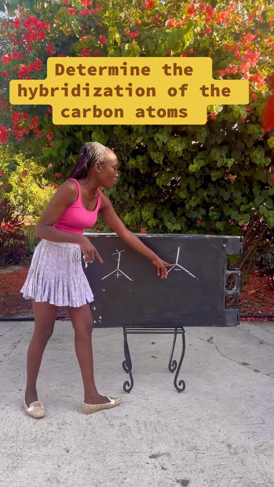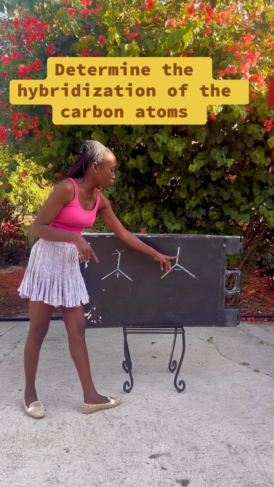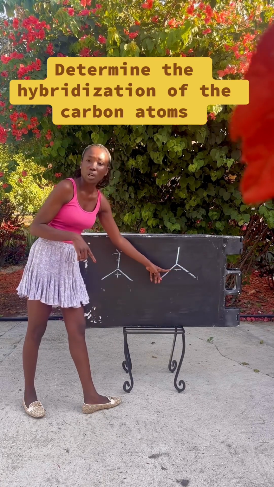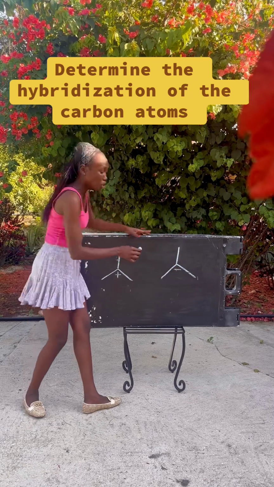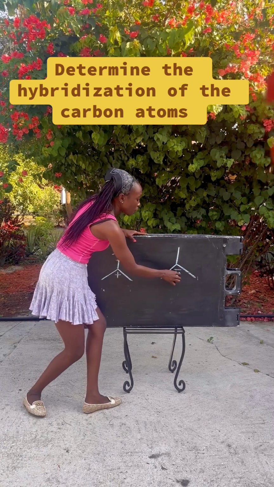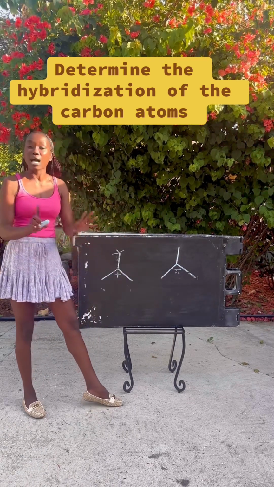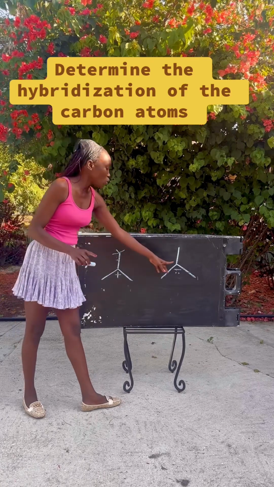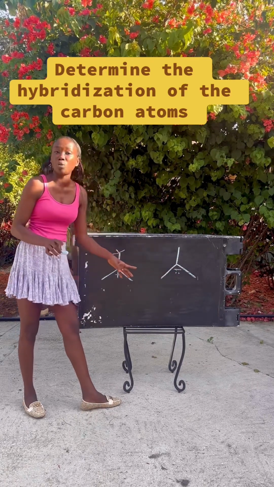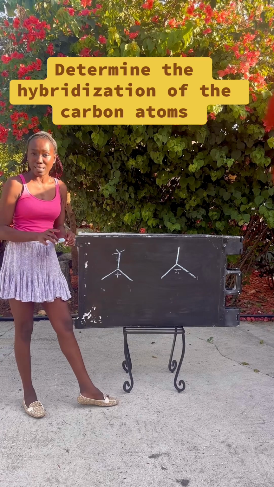For your carbanion here, you have your 3 bonds, 1, 2, 3, right? But your negative charge here also comes with a lone pair, right? And this lone pair is not going to be used in resonance. So you have 1, 2, 3, and your lone pair, you have an sp3 hybridization here.